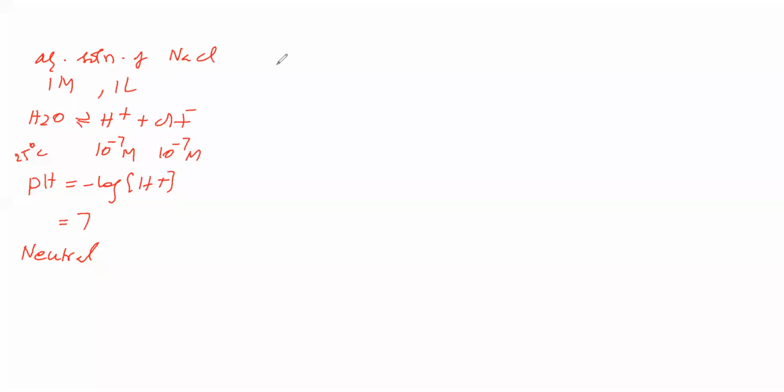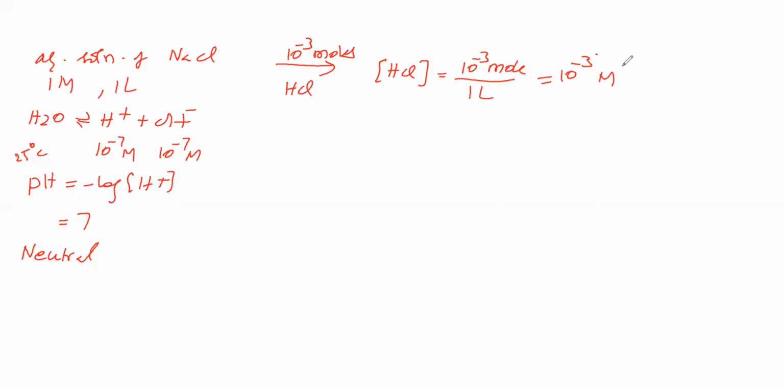That's why. Now let us add 10 power minus 3 moles of HCl into this solution. Therefore, the concentration of HCl in the resultant solution becomes 10 power minus 3 moles in 1 liter of solution. Here 1 liter we have taken. Therefore, concentration is 10 power minus 3 molar. HCl dissociates completely. Therefore, it gives H plus concentration 10 power minus 3 molar. Now we will substitute this H plus concentration in the pH formula. We will get pH is 3.